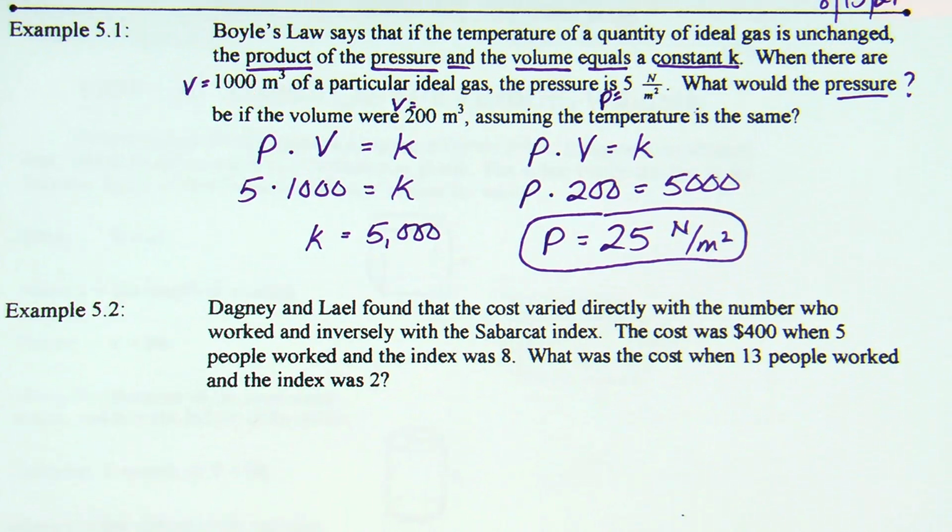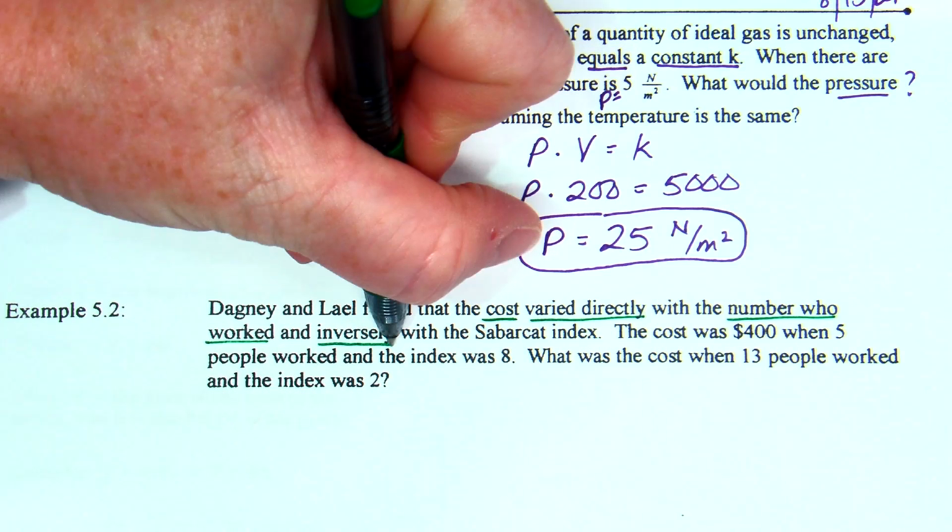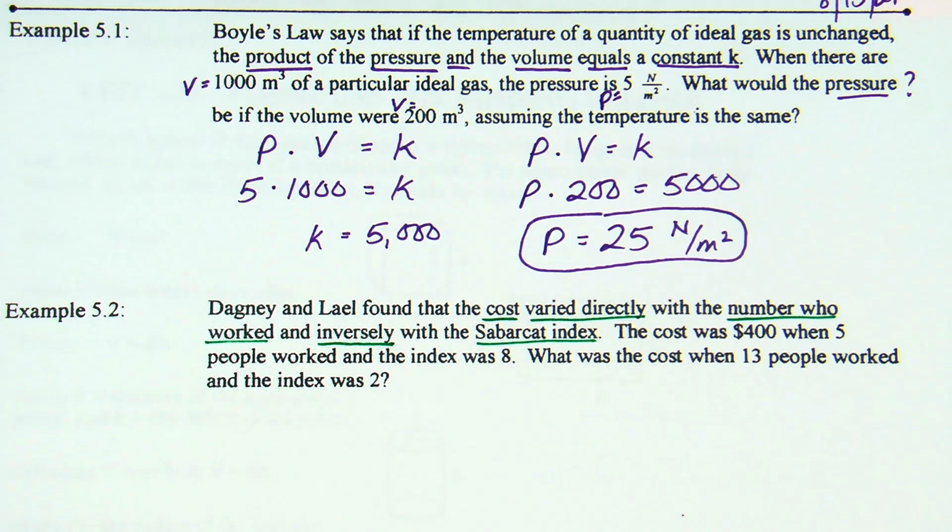Okay, I did step 1. I read the question, right? Kind of like last time. Can you reread it and find an equation in there? They found that the cost varied directly with the number who worked and inversely with the Sabercat index. Do you remember doing direct and inverse variation? Yes, but I couldn't say that.